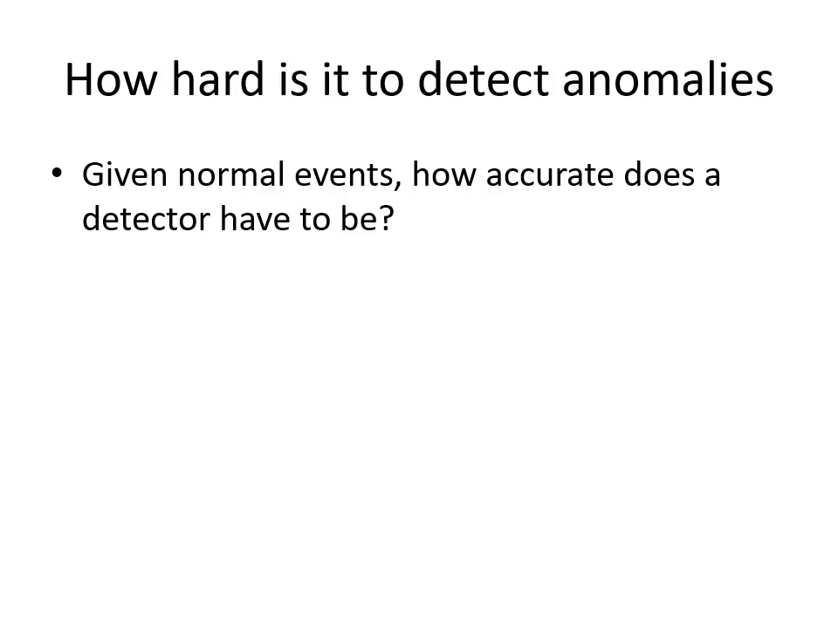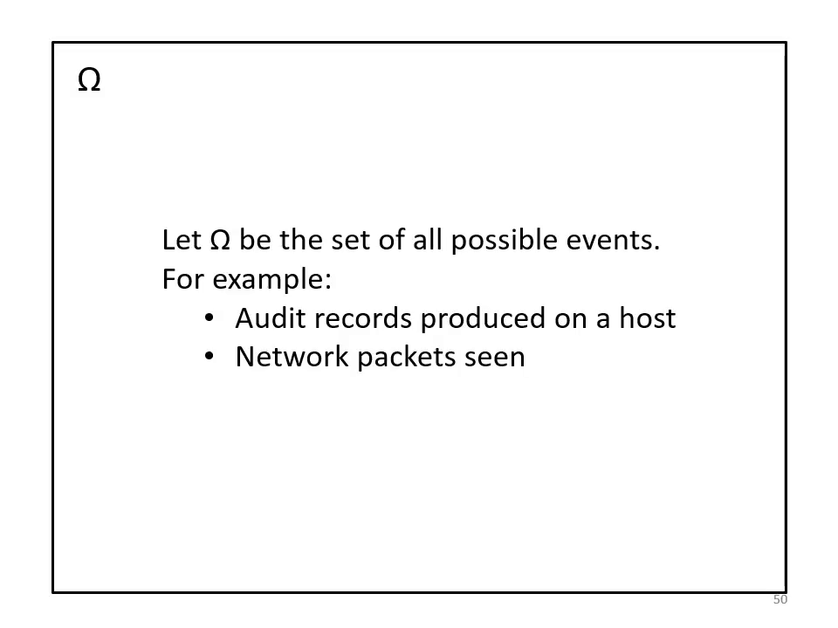So the question is, can we do realistic anomaly detection? And what this really means is, given a mix of normal events, can we reliably detect what is anomalous? And how accurate does our detector have to be to be useful? So we're going to take a formal approach to answering this question. We're going to start out with omega. Omega is the set of all possible events. So in a firewall, it's the set of all packets that you might see.